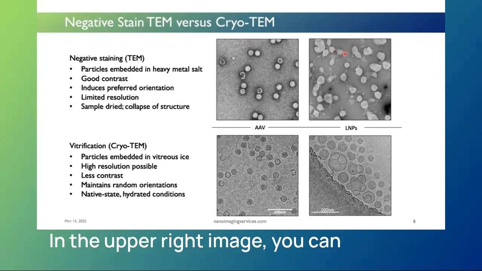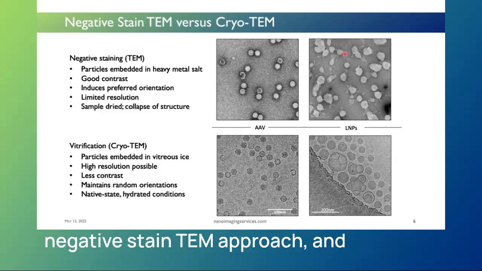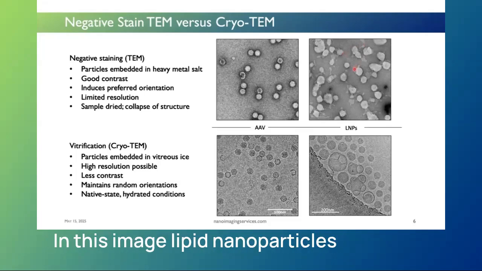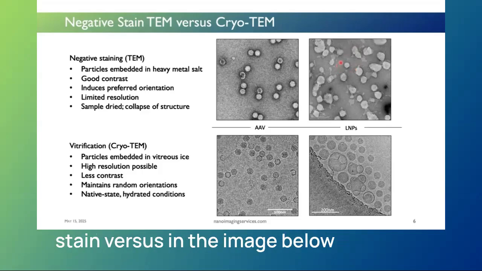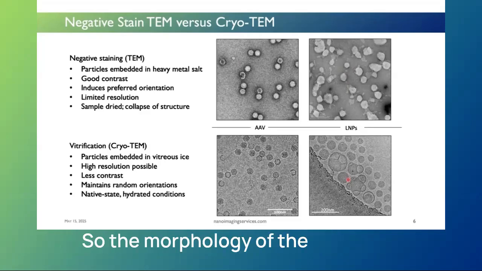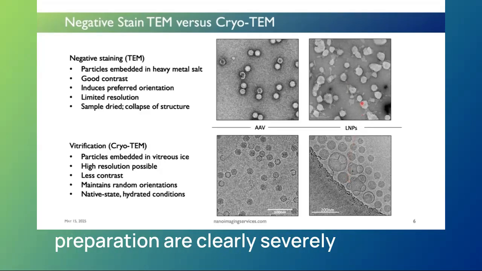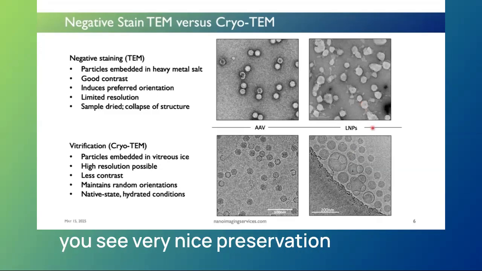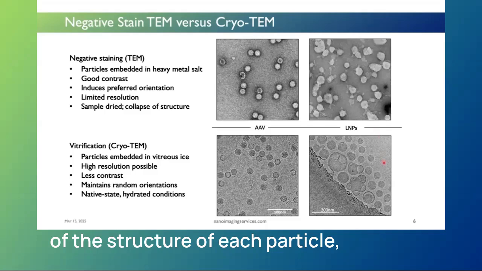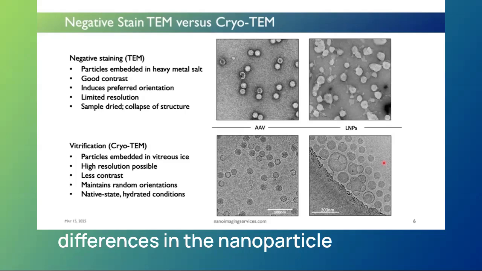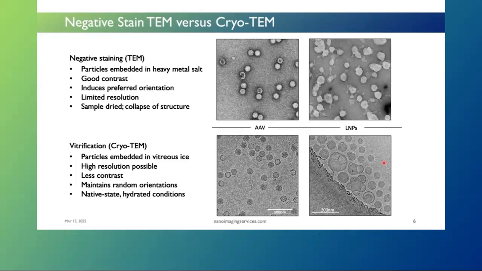In the upper right image, you can also see another limitation of the negative stain TEM approach, and that is the consequence of drying out the sample before imaging it. In this image, lipid nanoparticles have been stained with negative stain, versus in the image below it, lipid nanoparticles in Cryo-TEM. The morphology of the LNPs in the negative stain preparation are clearly severely distorted and disrupted, whereas in the Cryo-TEM image, you see very nice preservation of the structure of each particle, and you can even see the internal structure of each particle and differences in the nanoparticle structure across the population.